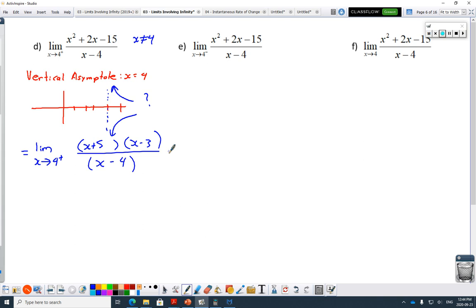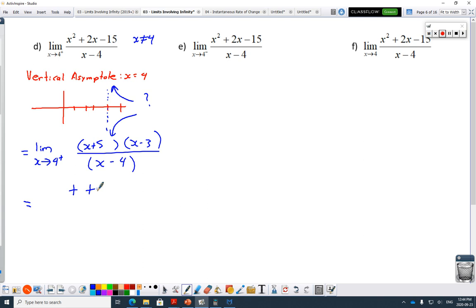So if I put 4.01, I don't give it a specific number. I just think 4 and a little bit. If I go 4 and a little bit and add 5 to it, do you get a positive number or do you get a negative number? Taking 4 and adding 5, positive. If I got 4 and a little bit and I subtract 3, are you going to get a positive or a negative? Positive. So the numerator is positive times positive.